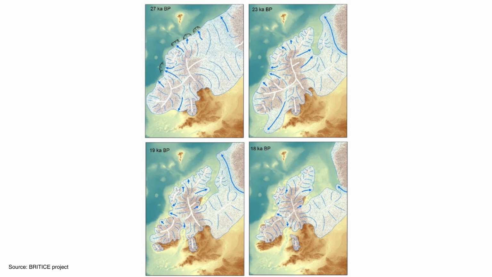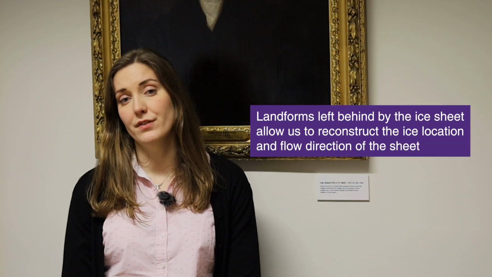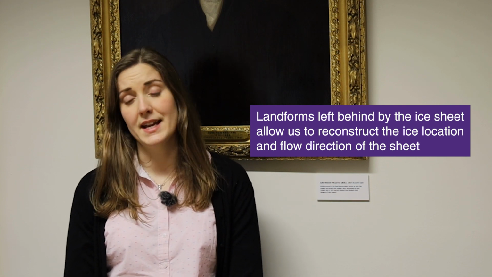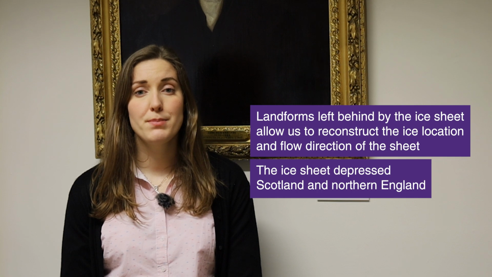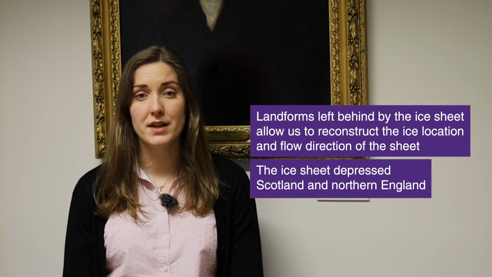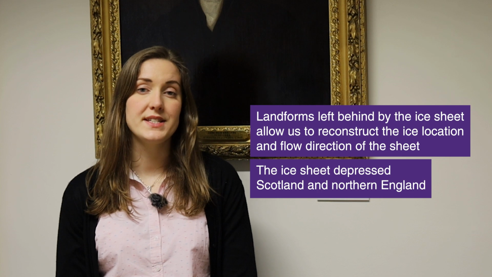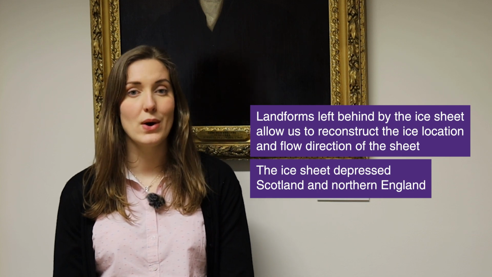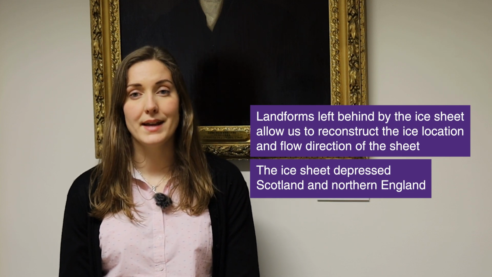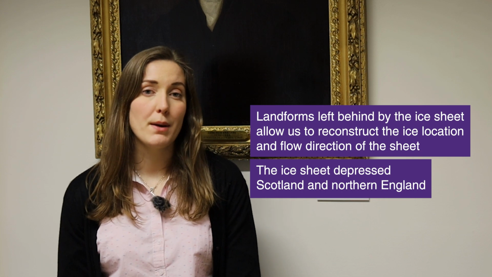The landforms left behind by ice sheets allow us to reconstruct the former ice location and flow direction. Such landforms include depositional features such as moraines and erosional forms such as roches moutonnées. The ice sheet depressed Scotland and the northern part of England. Its isostatic rebound from that is the reason why sea levels are rising slower in Scotland than in the south of the UK. We will look more at this in chapter 14.